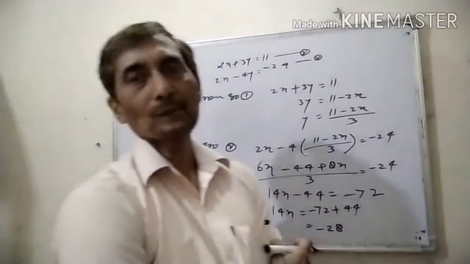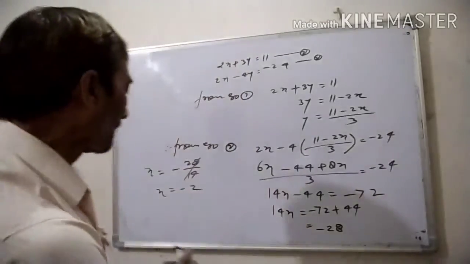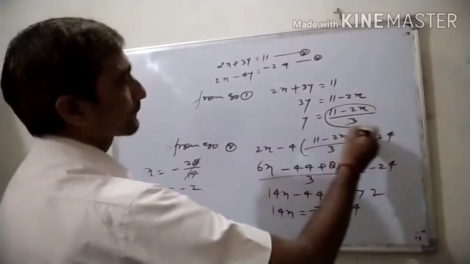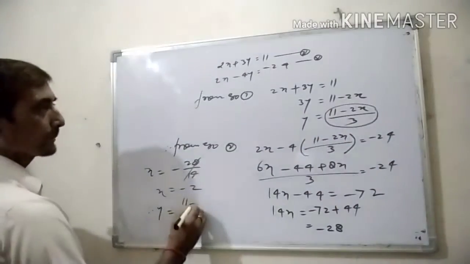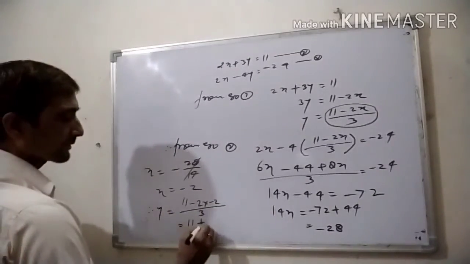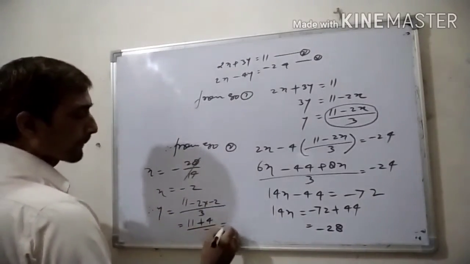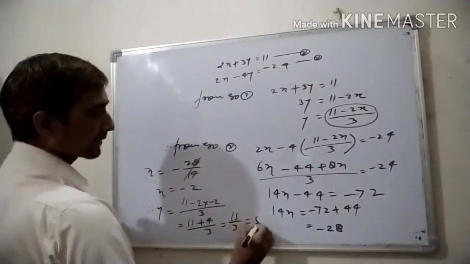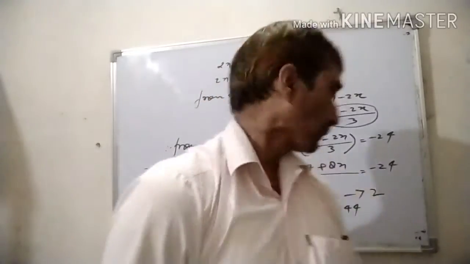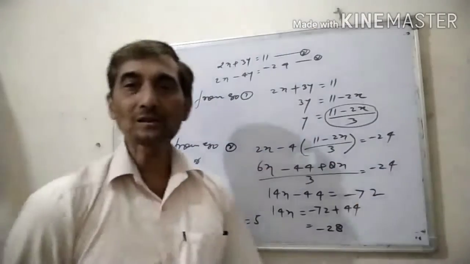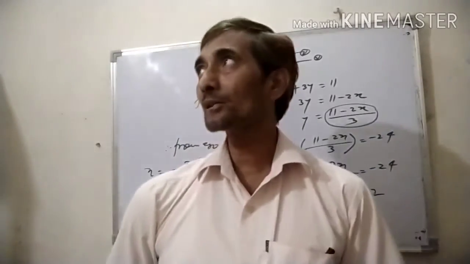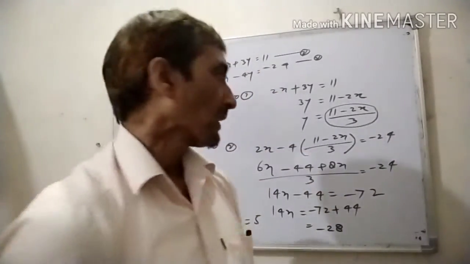You are able to find the value of x. x is equal to minus 2. Therefore, y is equal to, substituting the value, 11 minus 2 into minus 2 by 3, that is 11 plus 4 by 3, 15 by 3, that is 5. So x is equal to minus 2 and y is equal to 5, the solution of this set.